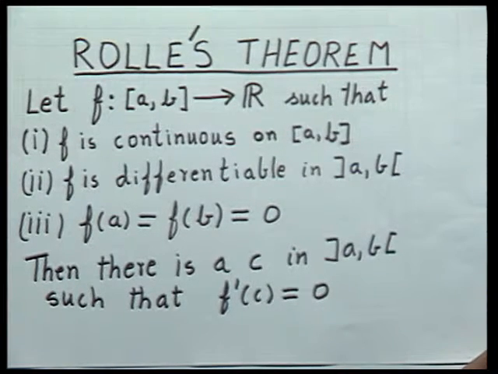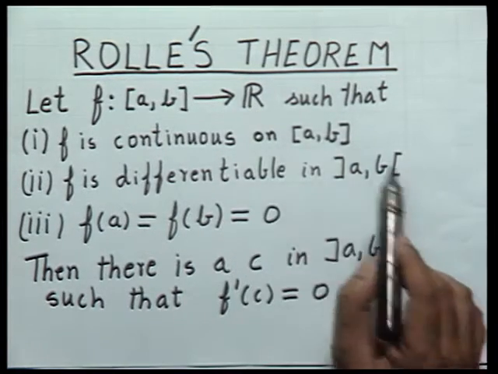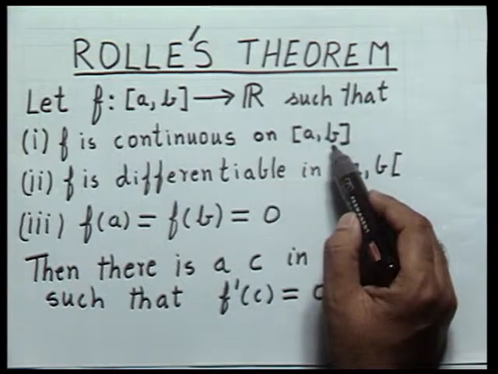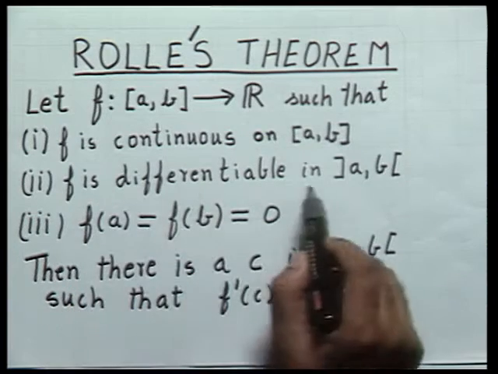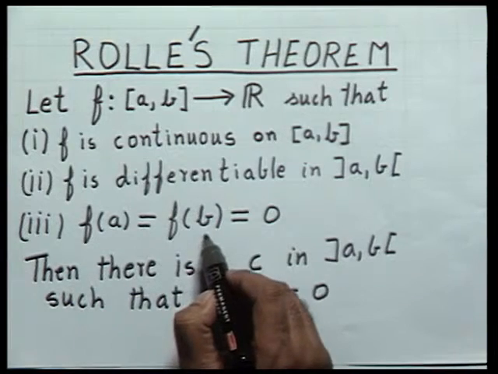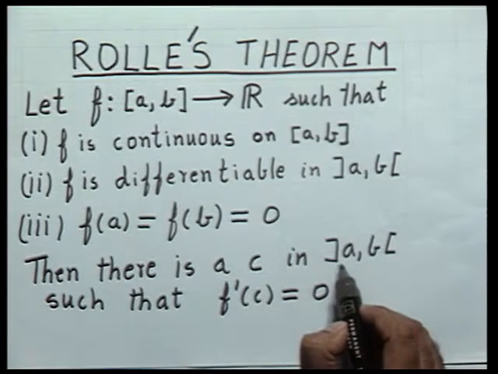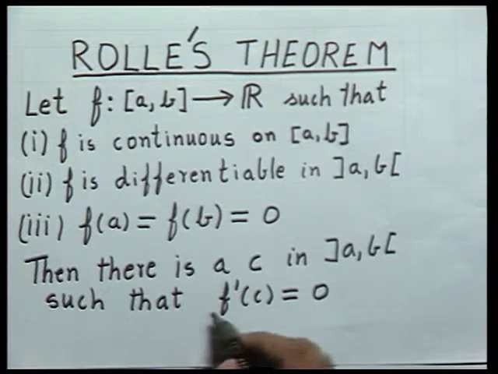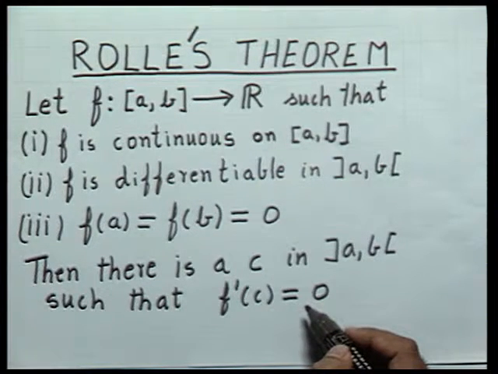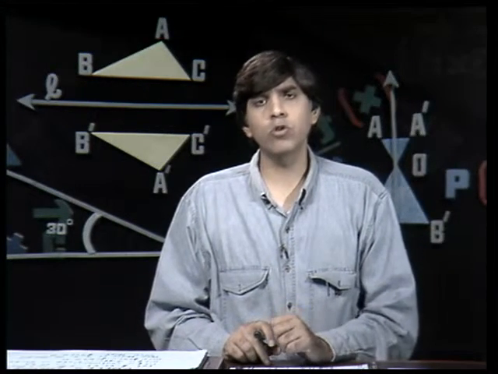Let f be a function defined on a closed and finite interval a b taking values in the real line such that f is continuous on the closed interval a b, f is differentiable in the open interval a b, and f of a is equal to f of b is equal to 0. Then there is a c in the open interval a b such that the derivative of f at c is equal to 0. This is an extremely important theorem, as I have already told you.